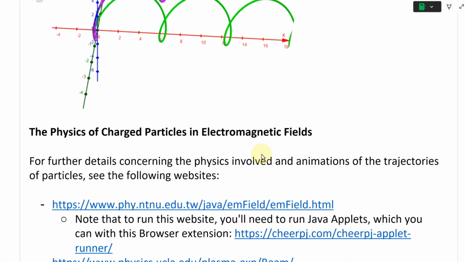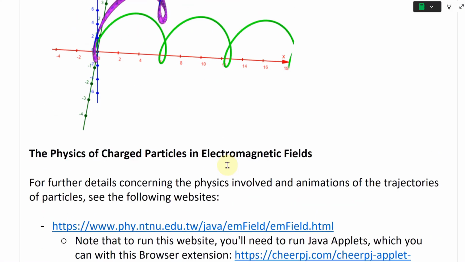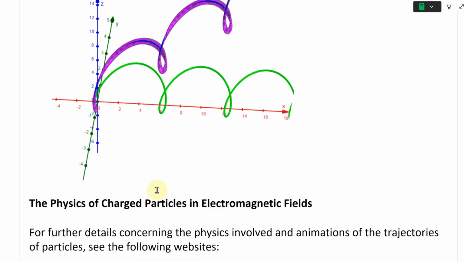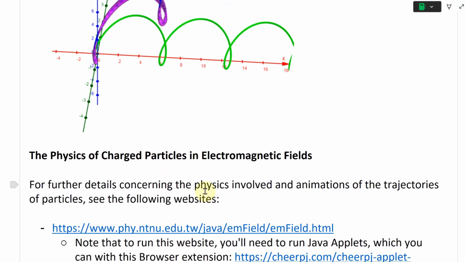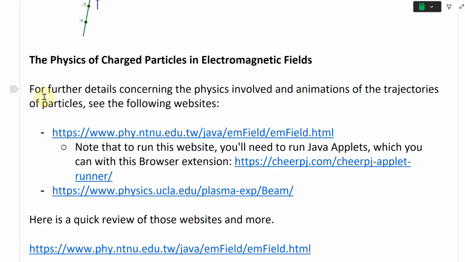Alright, so anyways, let's go further. And this one here, we're going to look at the physics of charged particles in electromagnetic fields. This one is more for my sake. I just want to learn a bit more. But again, this is from my calculus book. It says, for further details concerning the physics involved in animations of the trajectories of particles, see the following website. So it included a link right here.